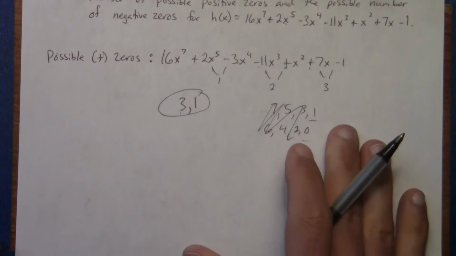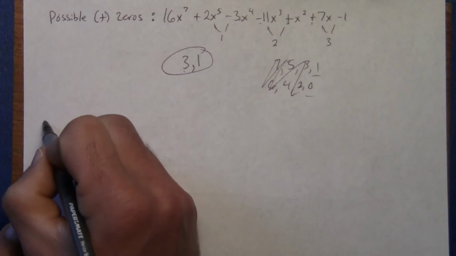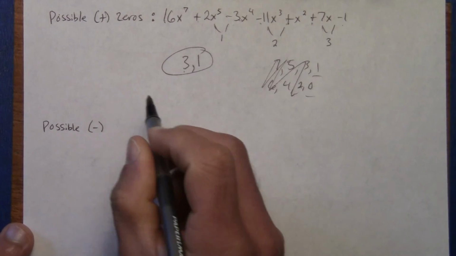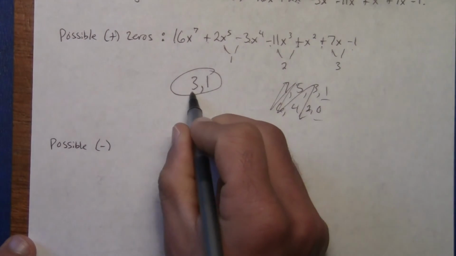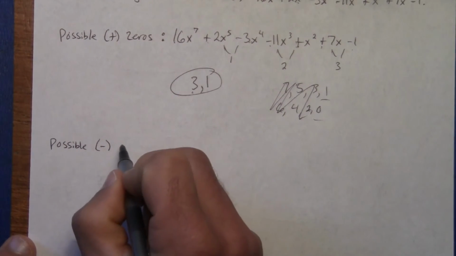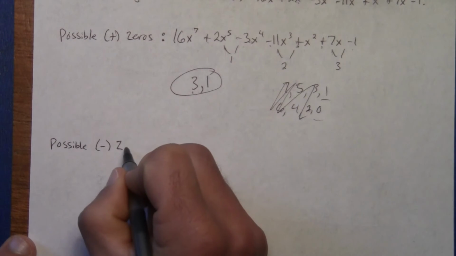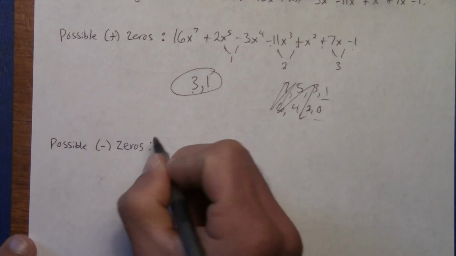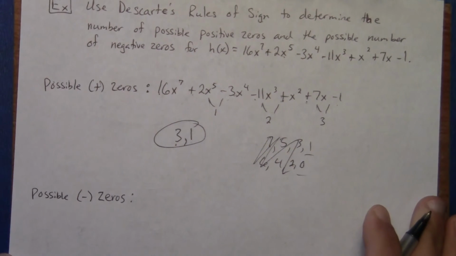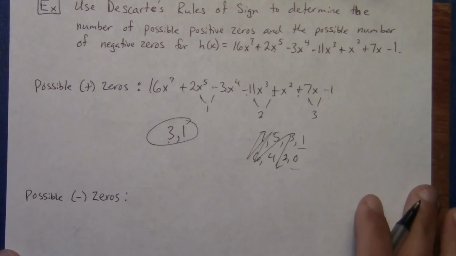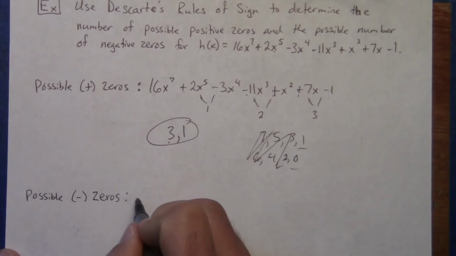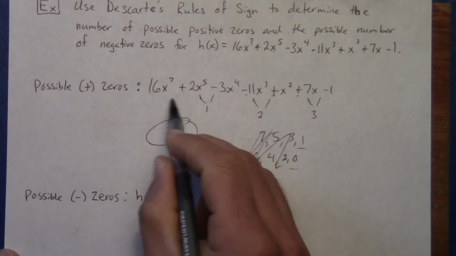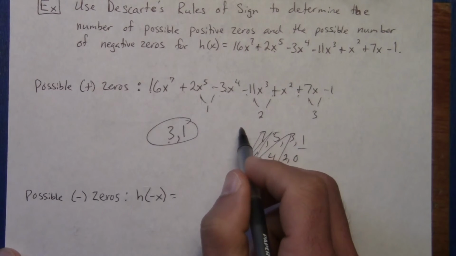Alright, so there's the number of possible positive zeros. Now to find the possible negative zeros, remember this is the number of them, it's not saying that 3 or 1 is a zero, it's saying that I possibly have 3 positive zeros or I have 1 positive zero. Alright, to find the number of possible negative zeros, you have to not take h of x, you have to find h of negative x and then do the same thing, count the number of times the sign changes.